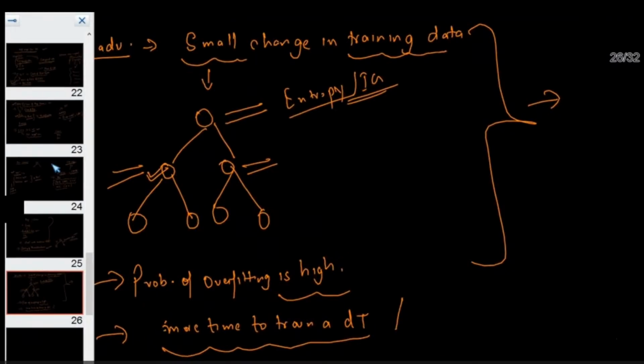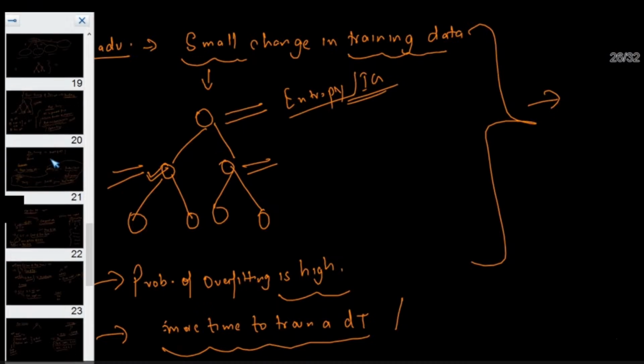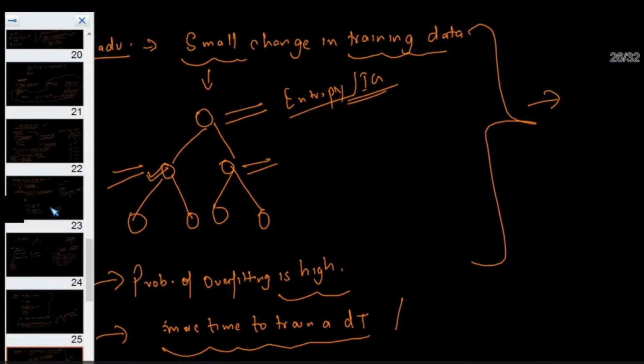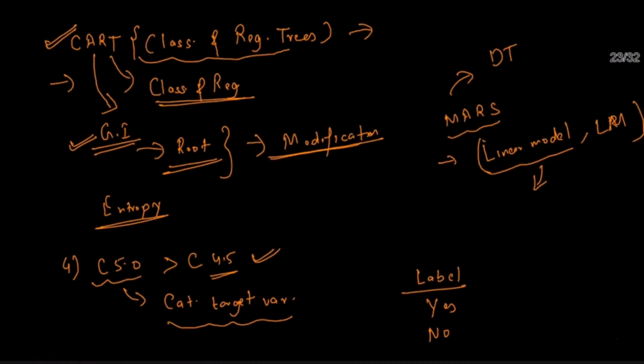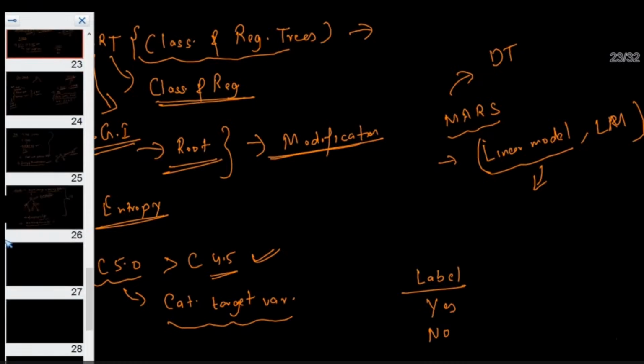Hello all. In all our previous sessions, we have learned much about decision tree. We have learned entropy, information gain, pruning, and different types of algorithms for decision tree. We have learned some use cases regarding that. So in this session, we are going to learn how decision tree works.